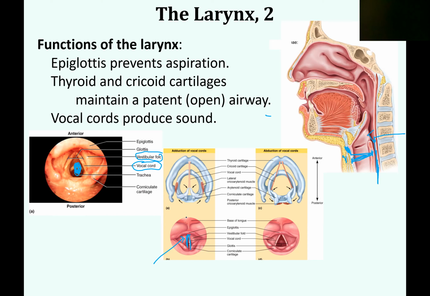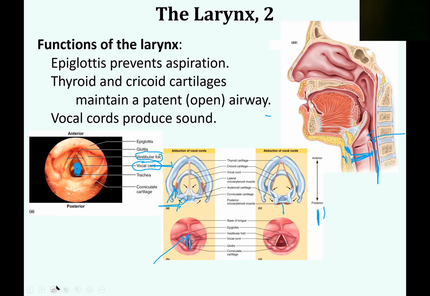You have those minor cartilages, here and here, anchored to muscles. You can see a little bit of them here and here. They manipulate the vocal cords. So if the vocal cords are held really, really taut, then you get a high-pitched sound. If they're relaxed, you get a low-pitched sound.